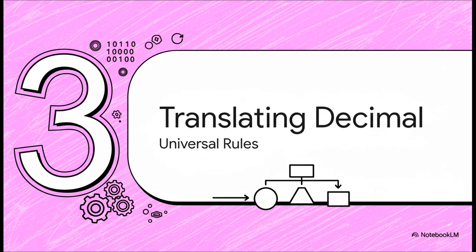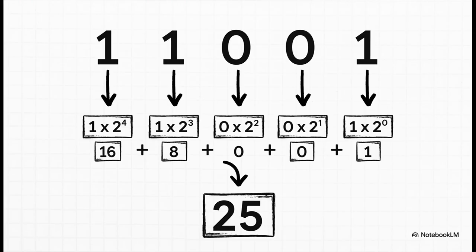Okay, time for the fun part. How do we actually translate between these languages? Well, there are 2 fundamental methods that will work for any base. And trust me, they're way simpler than you might think. So to go from any base back to our familiar decimal system, we use something called positional expansion. It sounds fancy, but it's not.